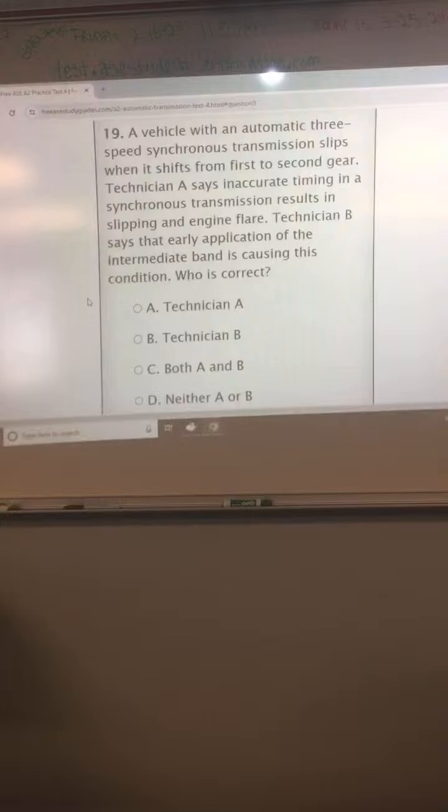A vehicle with an automatic 3-speed synchronous transmission slips when it shifts from first to second gear. Technician A says inaccurate timing in a synchronous transmission results in slipping and engine flare. Technician B says that early application of the intermediate band is causing this condition. Who is correct? A. Yeah, A's right.